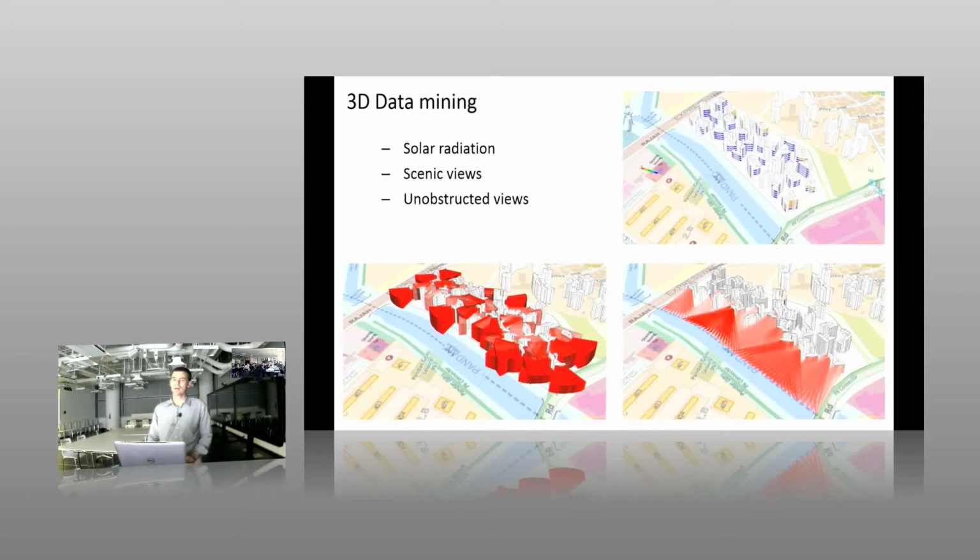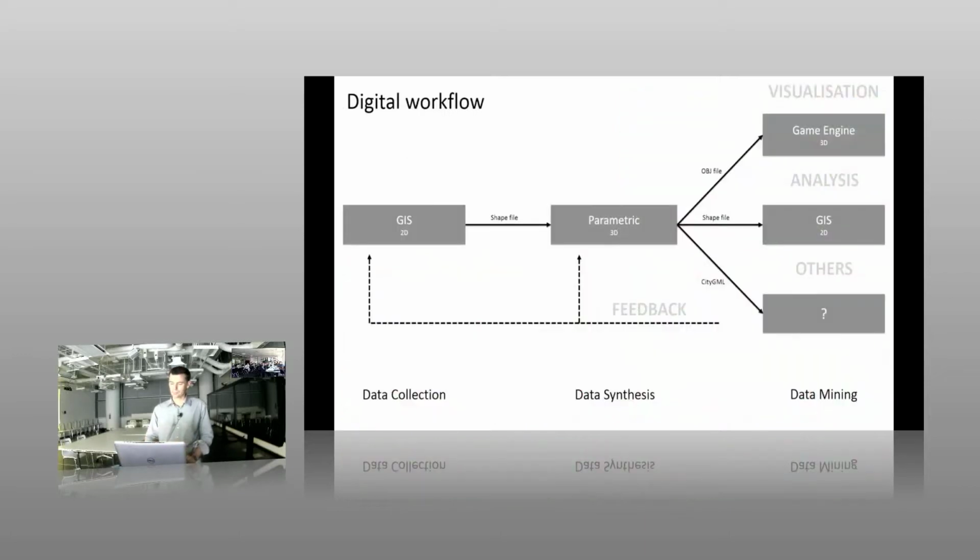So the 2D evaluations are actually much more powerful at that scale, but we need to include some information from the 3D model. So really what we're looking at is some kind of workflow where you start with a 2D GIS database. This is the data collection part. From this GIS data that you start with, you generate 3D models using various parametric techniques. And then once you have the 3D model, you have three options that we're kind of interested in exploring.